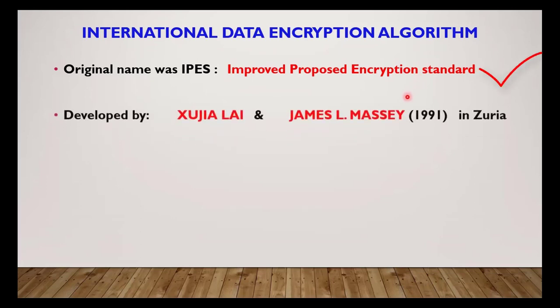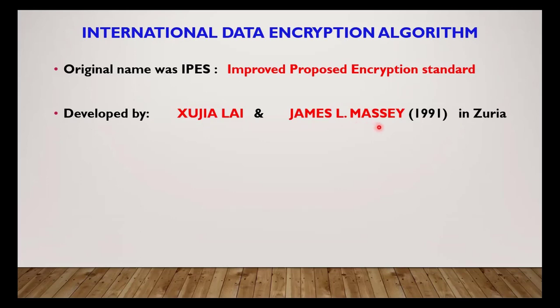It was developed by two researchers, namely Xuejia Lai and James L. Massey, in the year 1991 in Zurich, that is a place in Switzerland. They put this algorithm on the public forums, and till now, no cryptanalyst has come up with any weaknesses of this algorithm.